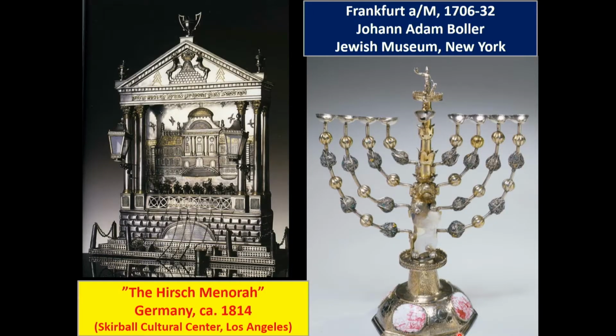Okay, so here are two examples. The one on the right is from the 18th century, and some of you asked about who made them. In this case, we know exactly the name of the silversmith, Johann Adam Boller, who made this magnificent lamp in Frankfurt at the beginning of the 18th century for the elite Jewish families. He worked with them in Frankfurt.